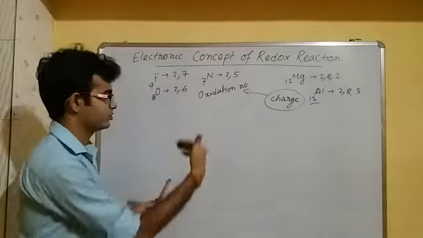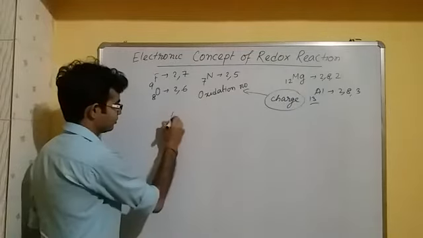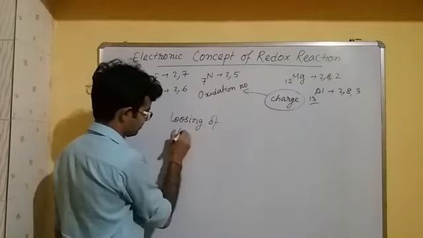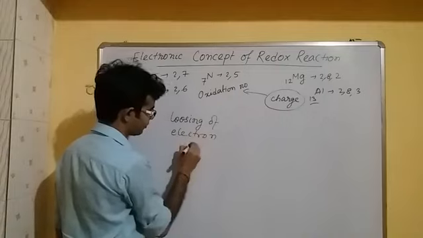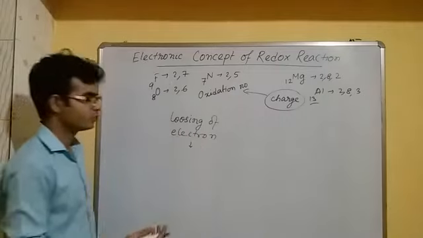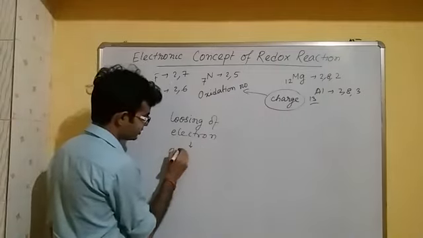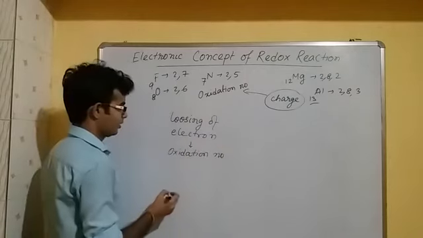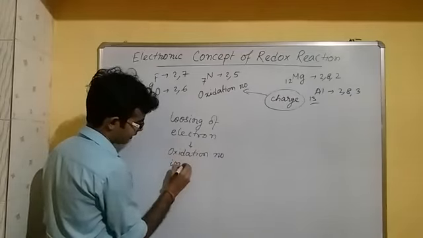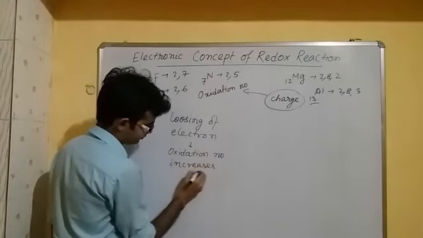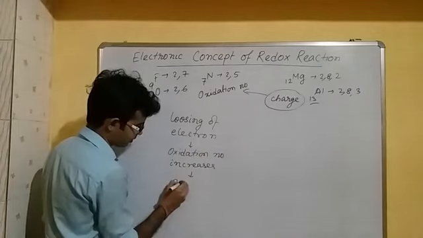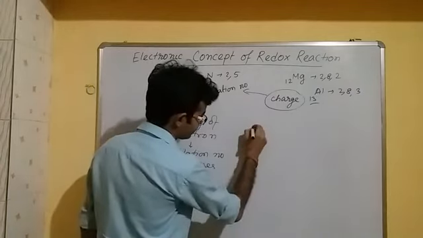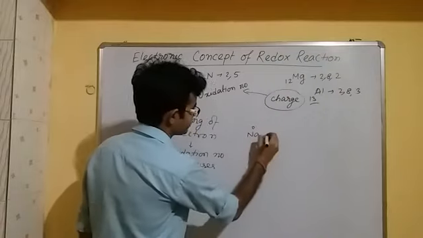Next one, so its opposite will be the oxidation, the losing of electron. What will happen then? If an atom loses electron, what will happen then? The oxidation number increases, and this reaction is called oxidation. If we take this example, sodium, its charge is 0, meaning its oxidation number is 0.